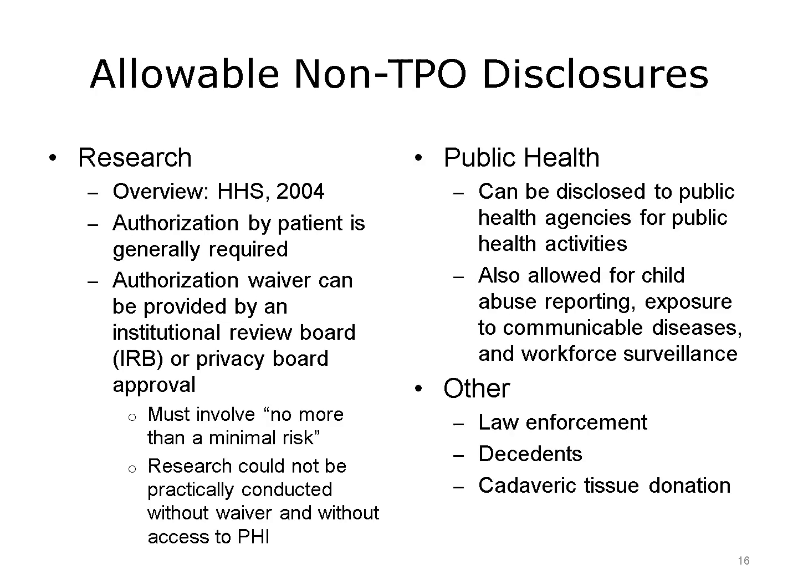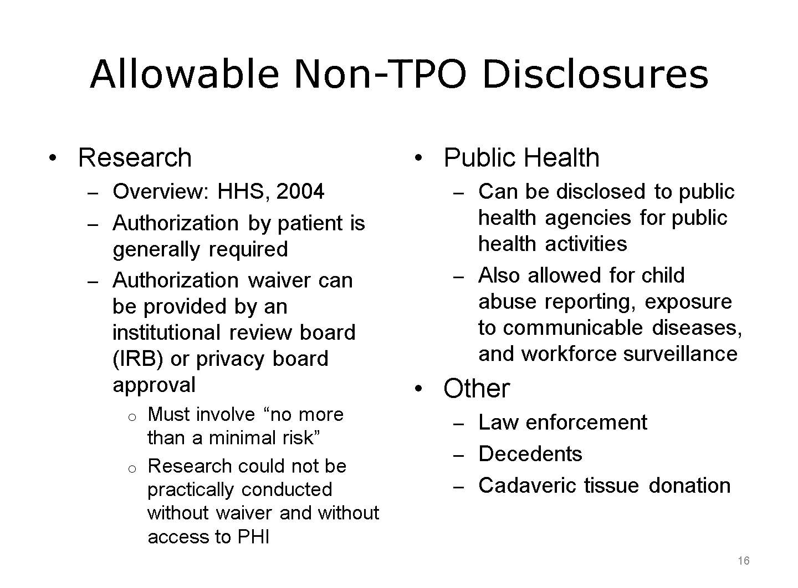What are some of the allowable disclosures outside of TPO? One area is research. HHS has a publication that describes what is and isn't allowed under the HIPAA privacy rule. In general, authorization by the patient is required, and the NPP usually contains a clause that allows information to be used for research purposes. However, some waivers can be granted without the patient's explicit approval by either an institutional review board, also known as an IRB, or a privacy board.